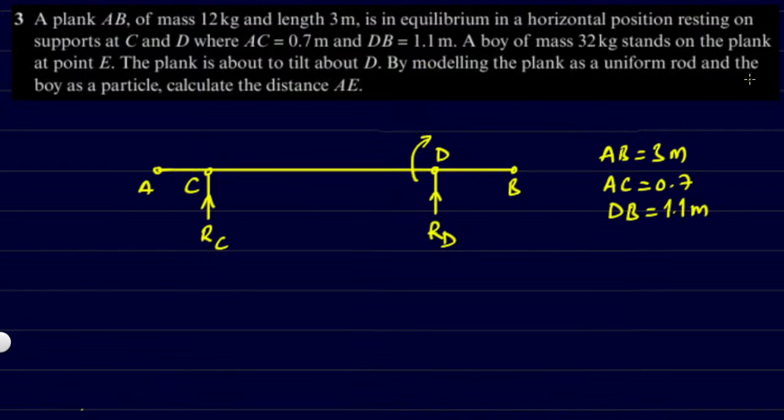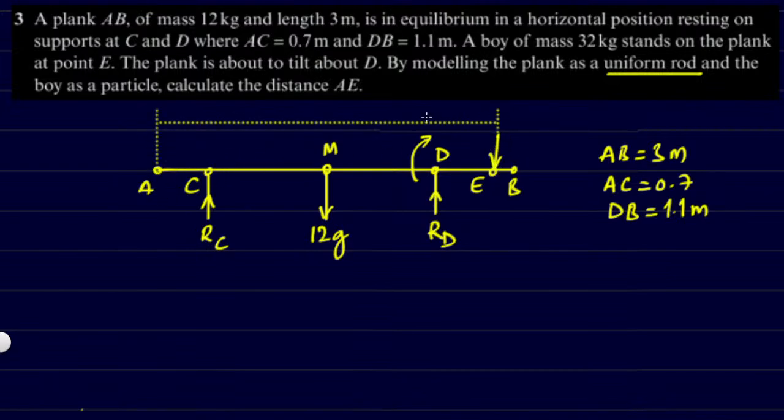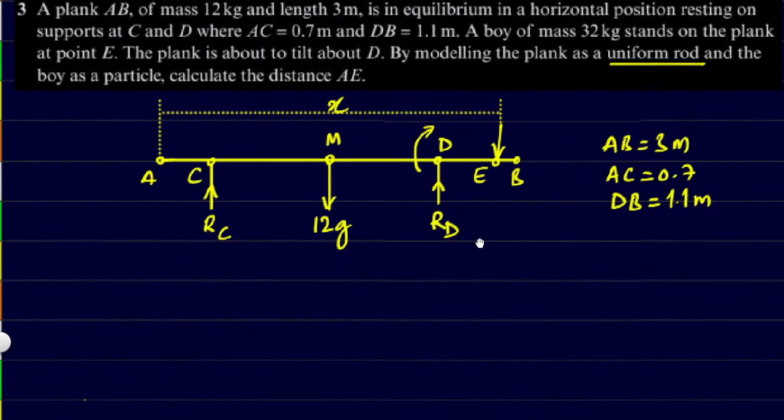By modeling the plank as a uniform rod. Okay, now he is telling it is a uniform rod, so weight will be acting at the midpoint. And weight is how much? It's 12 kg, so 12g will be the weight. And the boy is standing at a point E. Calculate the distance AE. If it has to tilt about the point D, then surely he has to stand here, right? Correct? Yes. And this total distance we have to take as X. So X is the distance he is asking us to find.